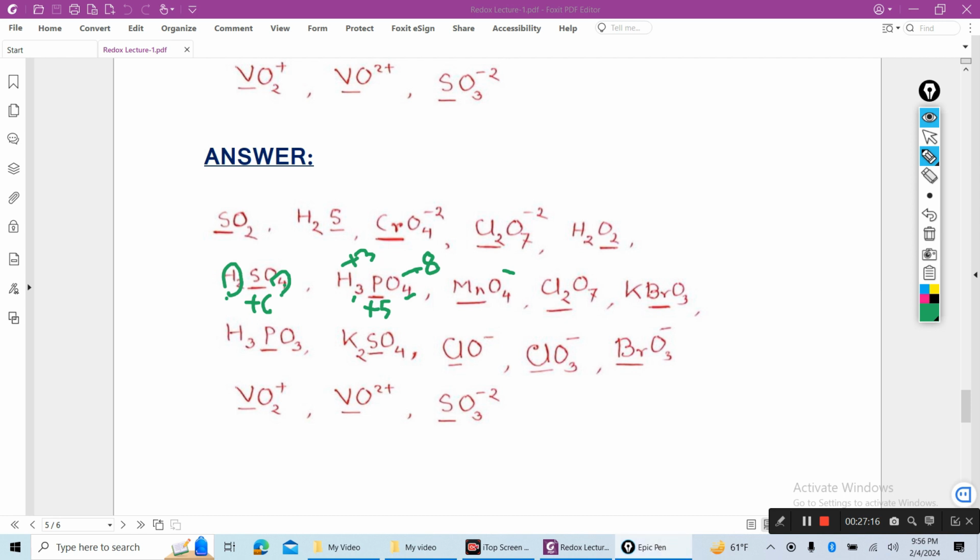Here this is the manganate, 4 times minus 2 is minus 8, if you subtract minus 1 you get minus 7, manganese will be plus 7. Here plus 6, here 7 times minus 2 is minus 14, so 2 chlorine 14, 1 chlorine will be 7, plus 7. Here oxygen 3 times minus 2 is minus 6, potassium plus 1, minus 5, so bromine will be plus 5, or opposite.